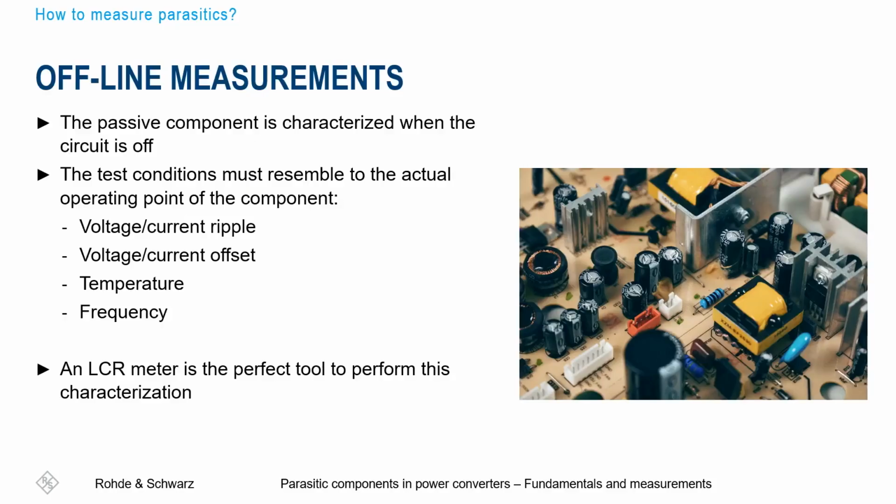The other way to characterize our components is the offline measurements. Here, the passive component is characterized when the circuit is off, and the test conditions must resemble the actual operating point of the component. The ripple, the offset, the temperature, and the frequency must be the same, or at least similar to the ones that we are using in our converter. The LCR meter is the perfect tool to perform this characterization.